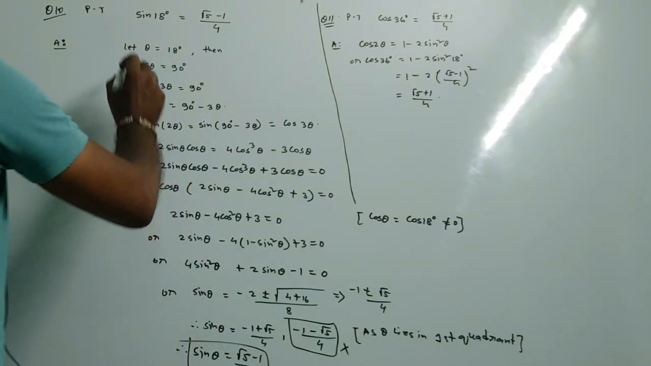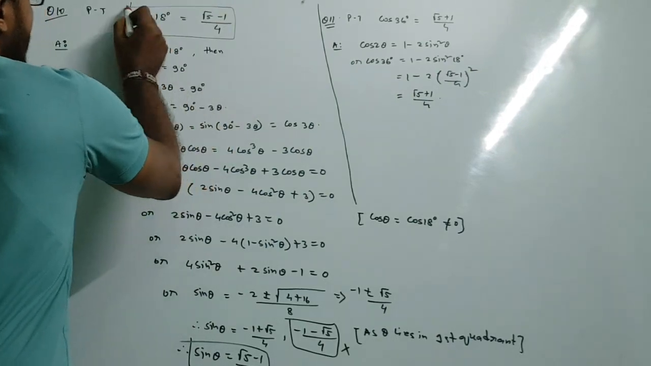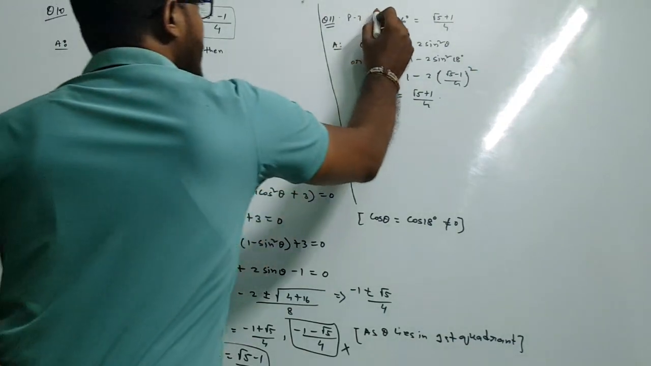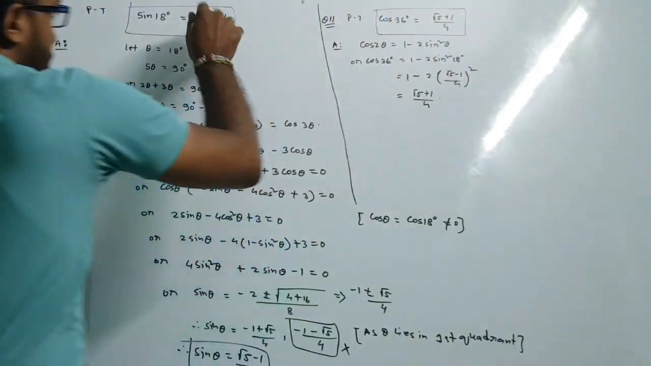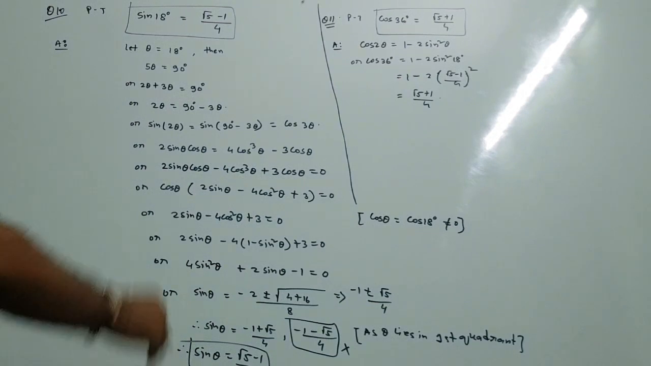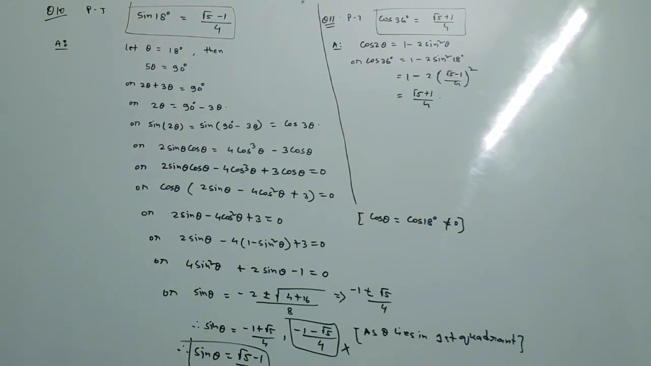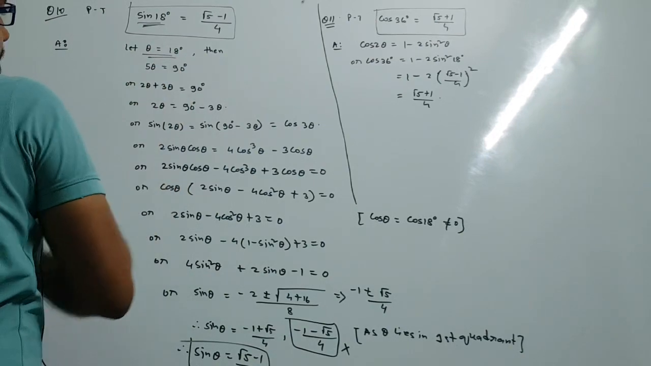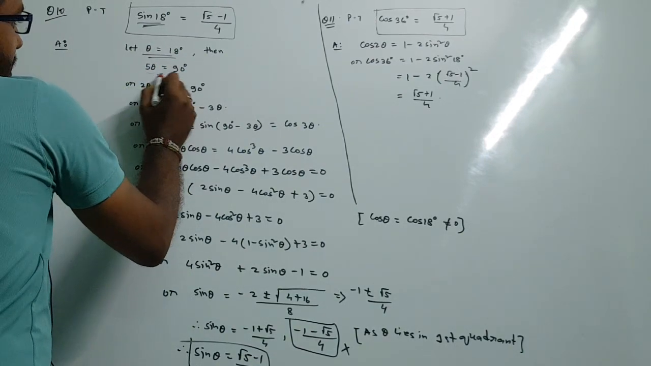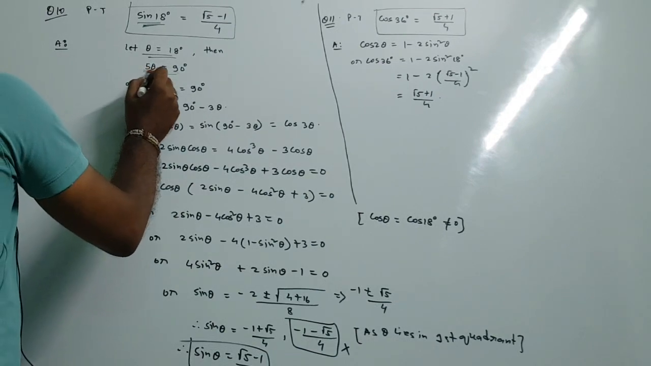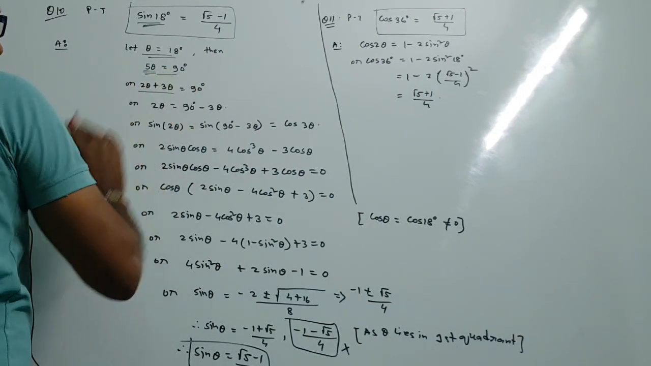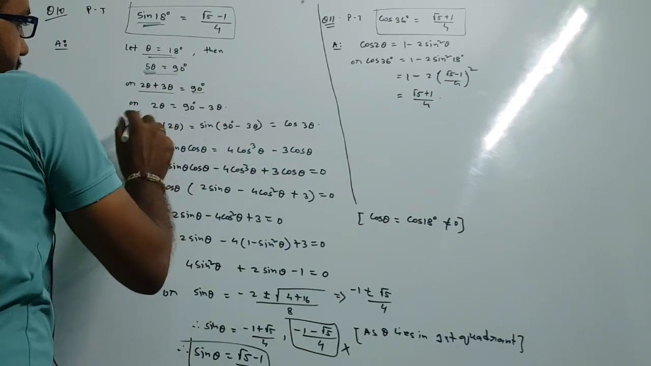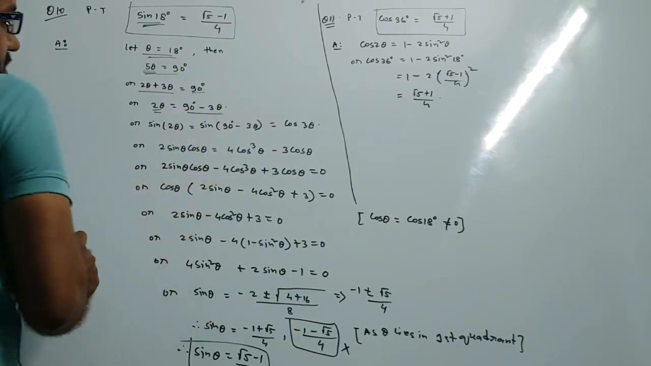So let us find out two values which I have told you to remember as a formula. Let us see how that formula came, because in board exams they ask how that value came. So first, sin 18 degree. Let theta equal 18 degree, then 5 theta would be 90 degree. 5 theta we can divide as 2 theta plus 3 theta, that is 90 degree, and take 3 theta to the other side. So 2 theta would be 90 minus 3 theta.